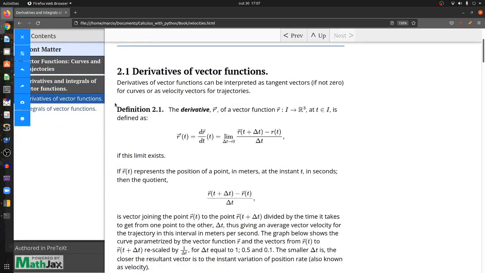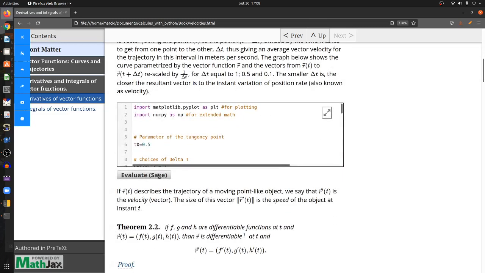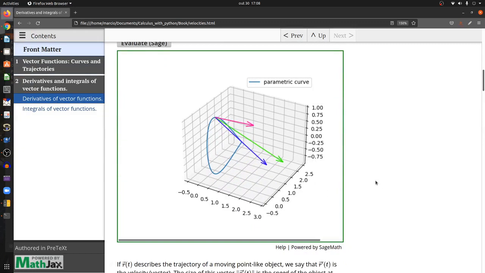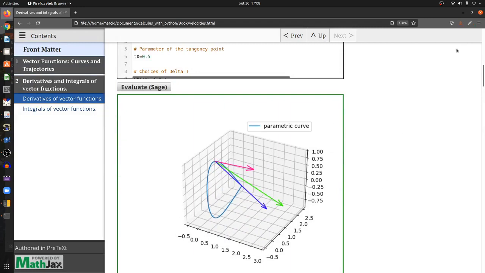The derivative of a vector function r of t is calculated by taking the limit when delta t tends to 0, and this vector might be interpreted as the velocity of the trajectory. If r of t describes some trajectory and delta t is a small interval, then r of t plus delta t minus r of t is the displacement from instant t to instant t plus delta t. When we divide this displacement vector by delta t, we rescale the displacement vector, getting an approximation to the displacement per unit of time.